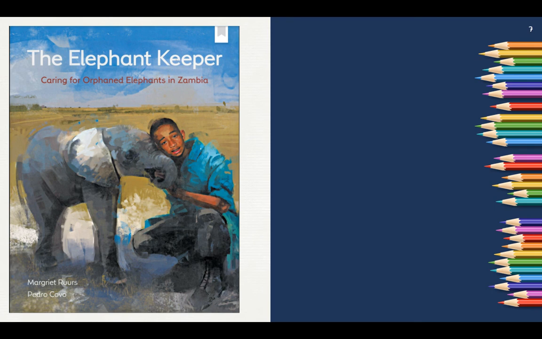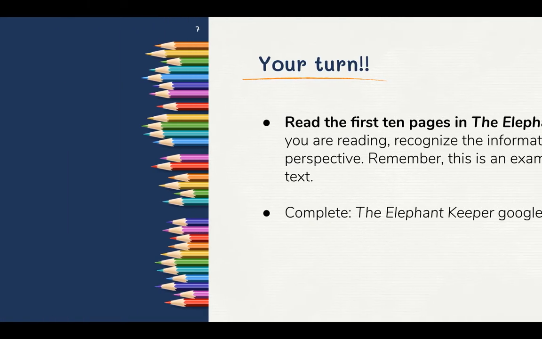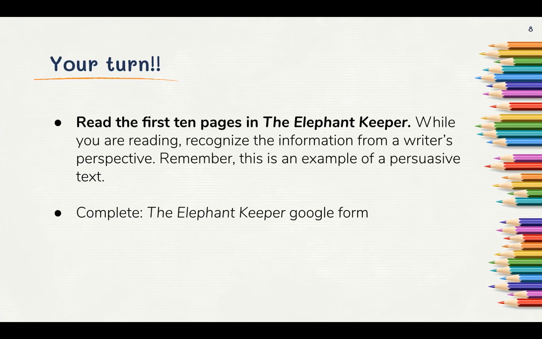Notice how each chapter ends with two pages of short factual articles about elephants. How might these articles support the writer's argument? Knowing this and recognizing this within the example text might help you write your editorial later. Now it's your turn. Read the first 10 pages of The Elephant Keeper. While you're reading, recognize the information from a writer's perspective. Remember, this is an example of a persuasive text.